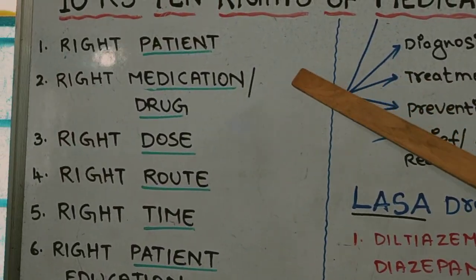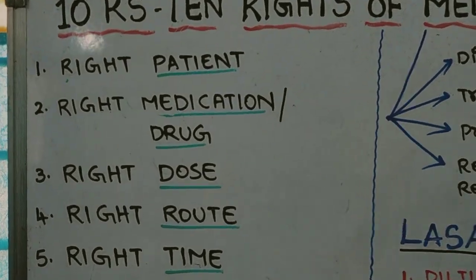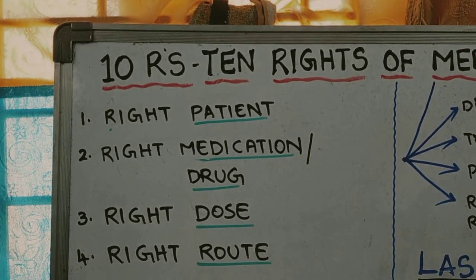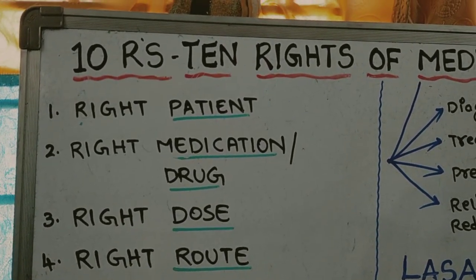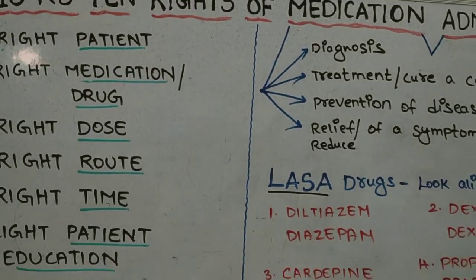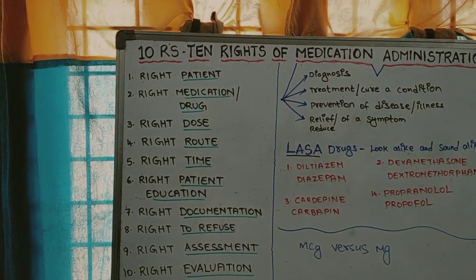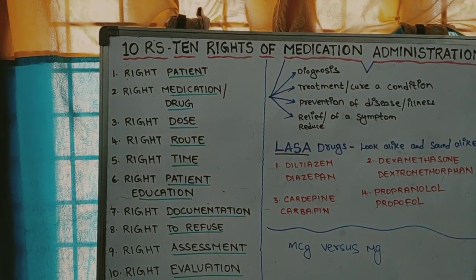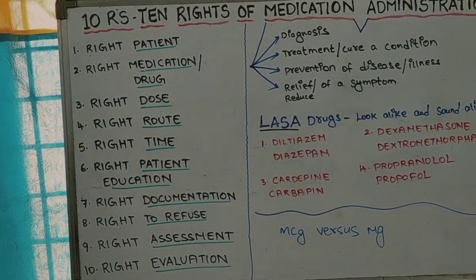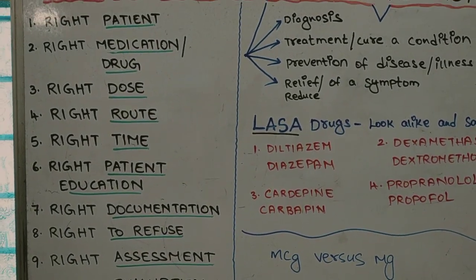Now first, coming to the right patient. The first right is right patient. Whenever a medicine is prescribed, the nurse should ensure that she is administering the medication to the right patient. And here she needs to use at least two identifiers to make sure it is the right patient. Even if the nurse knows the patient's name, she should ask the person to identify himself or herself, to repeat his full name.